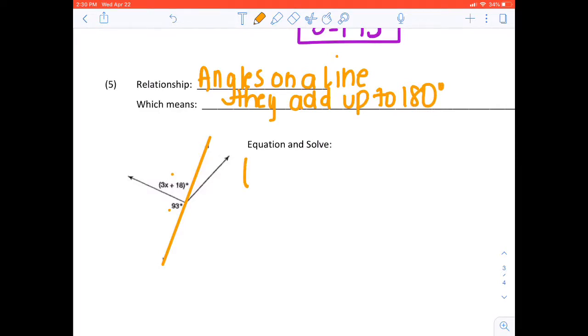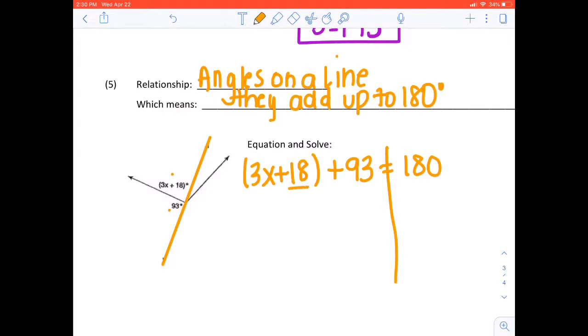All right, so we're going to take these two angles. We have 3x plus 18. That's one of the angles. And we're going to add the other one, which is just 93. We're going to set that equal to 180. Before I start solving, I'm going to combine these two numbers again. So 3x is just going to stay there. I need 18 plus 93, which is 111.